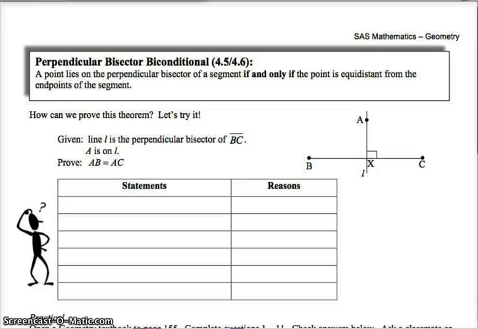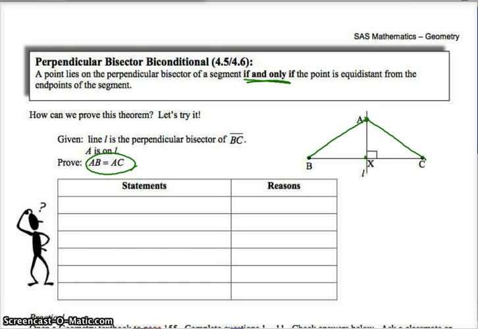Okay, finally, we're going to try to prove this perpendicular bisector biconditional. So the perpendicular bisector biconditional 4.5 and 4.6 says a point lies on the perpendicular bisector of a segment if and only if the point is equidistant from the endpoints of the segment. So let's try to prove this theorem. We're only going to prove, if a point lies on the perpendicular bisector of a segment, then it is equidistant from the endpoints of the segment. So if a point lies on the line, then it's going to be equidistant. So then we should be able to prove that AB equals AC.